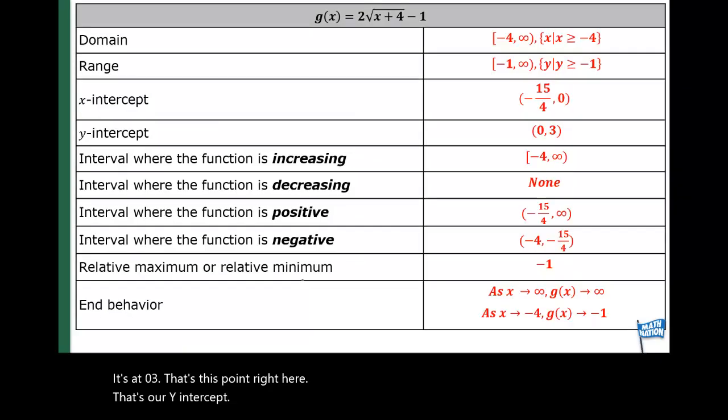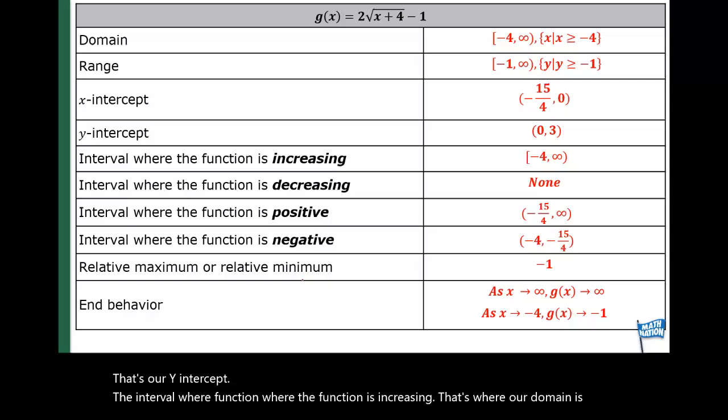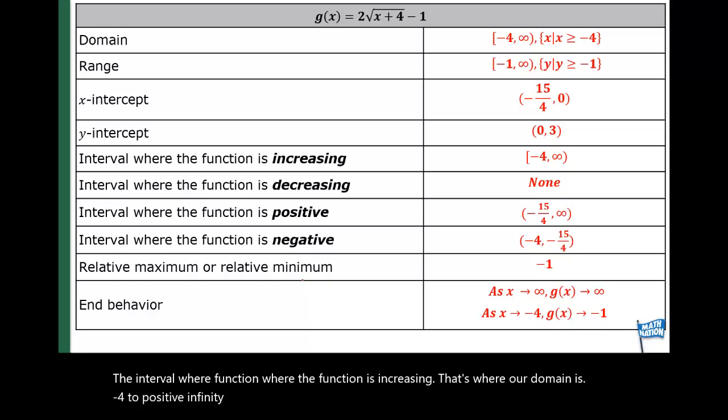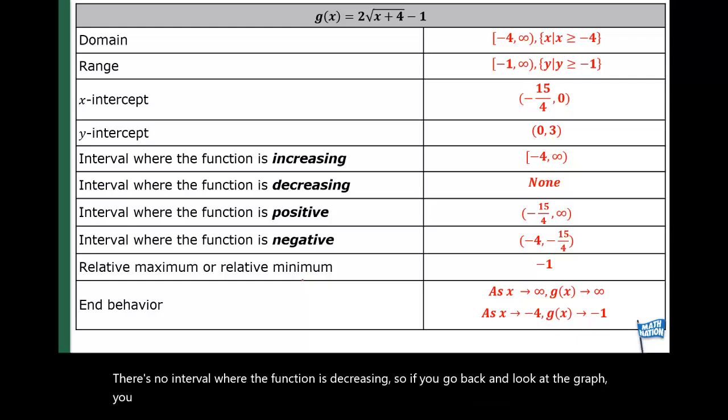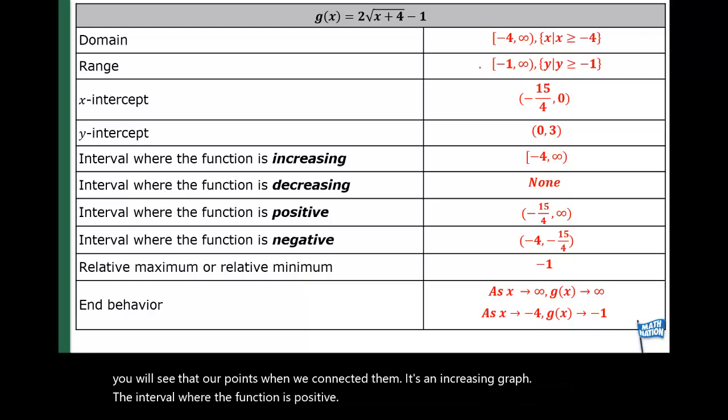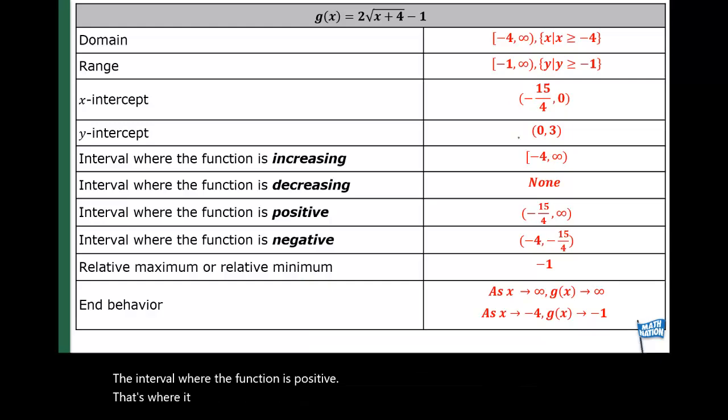The interval where the function is increasing, that's where our domain is, -4 to positive infinity. There's no interval where the function is decreasing. So if you go back and look at the graph, you will see that our points, when we connected them, it's an increasing graph.